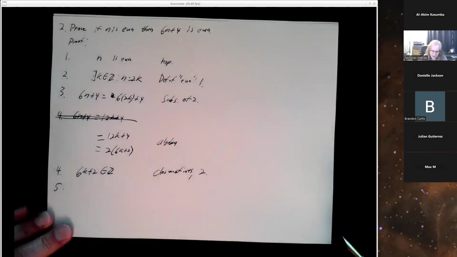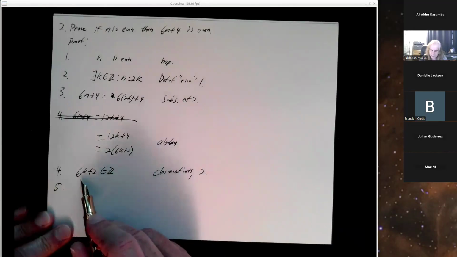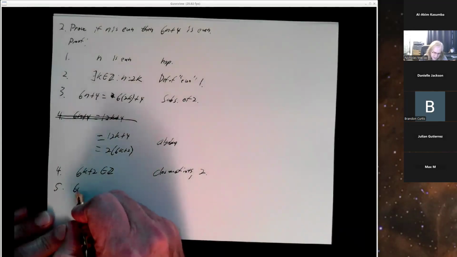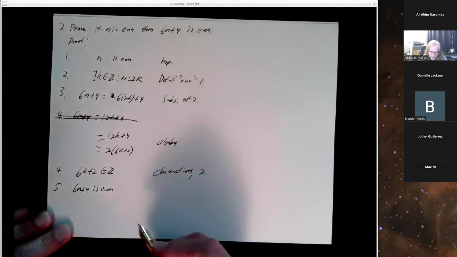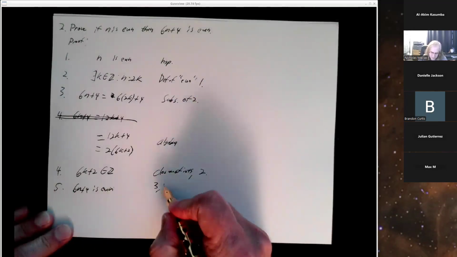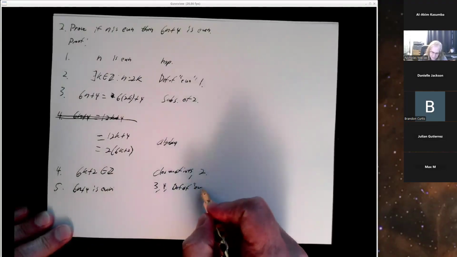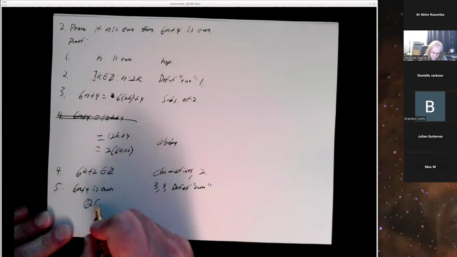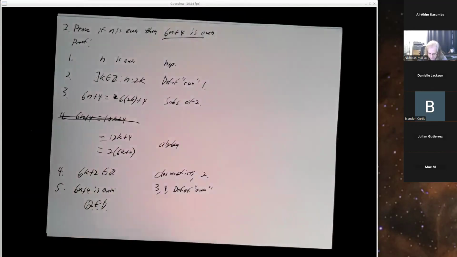And then tie that all together. 6n plus 4 equals 2 times something, which is stated to be an integer. That means 6n plus 4 is even. And that follows from proposition 3, proposition 4, and the definition of even. And that's what you wanted to prove. 6n plus 4 is even. So that's a full credit proof.